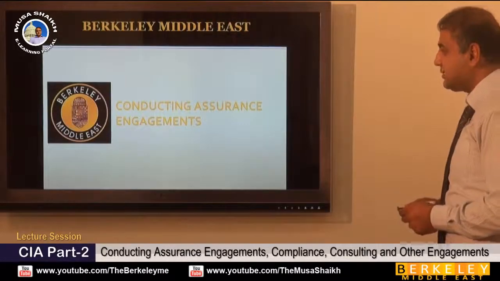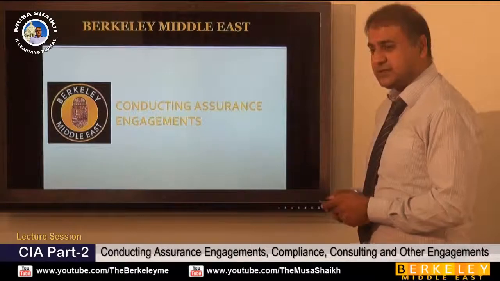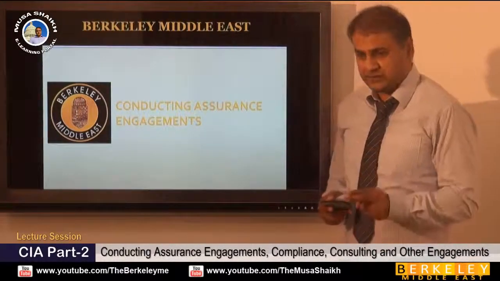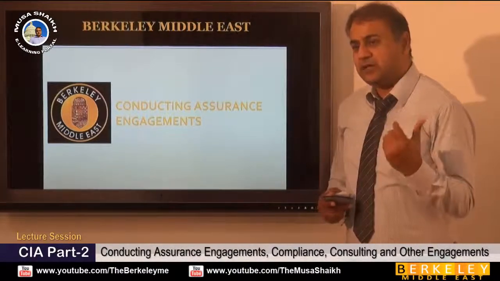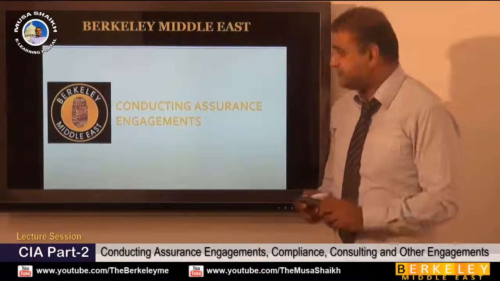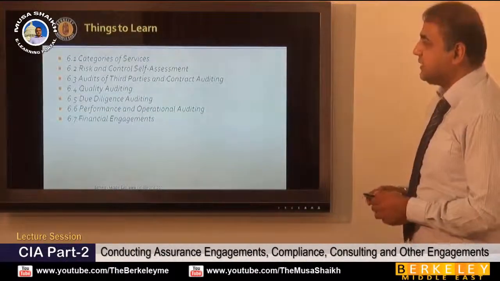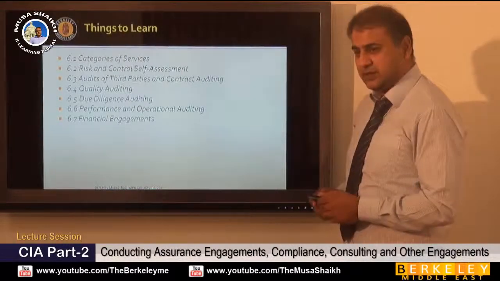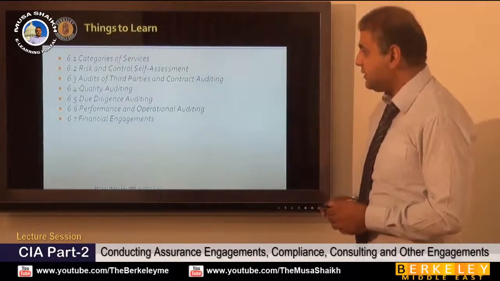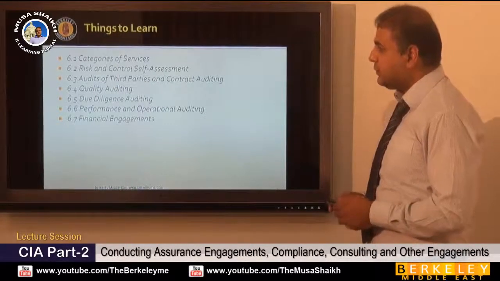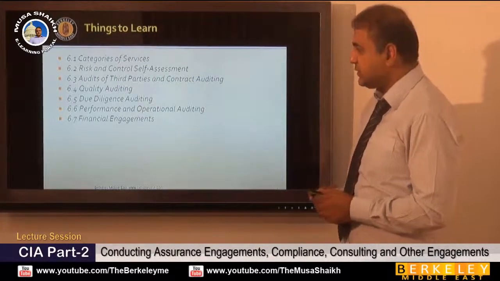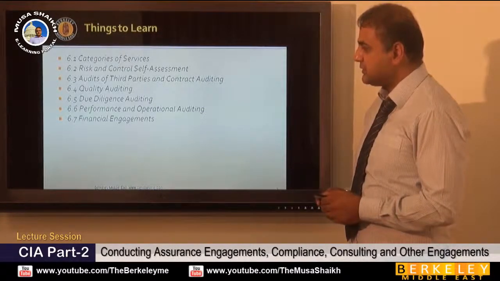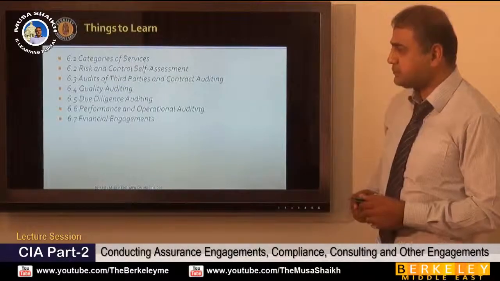Let's start conducting assurance engagement. We discussed before that as an internal auditor we have two roles. One is consulting, one is assurance. Assurance is by default a role of an internal auditor, right? So we'll discuss what are the categories of the service we can offer, what is risk and control self-assessment, what is audit of the third parties and contracting auditing, quality auditing, due diligence auditing, performance and operational auditing, and we'll discuss the financial engagements.